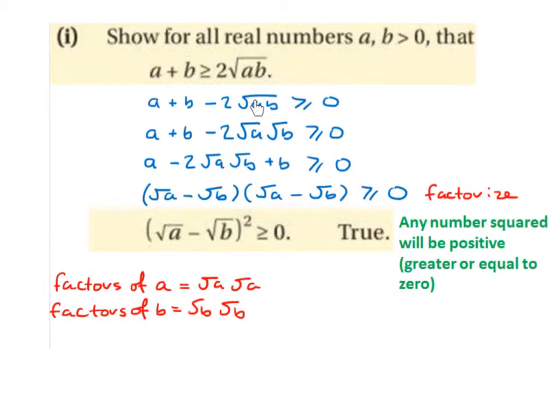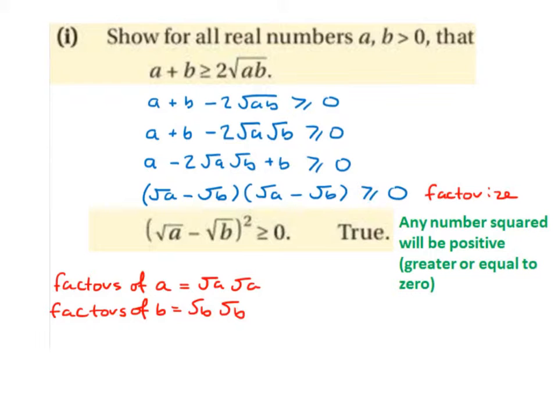Then we're going to factorize root ab so that we have root a multiplied by root b. So we have a plus b minus 2 times root a times root b greater or equal to 0. Then we're going to rearrange our equation so that the minus 2 root a root b is in the center. So we have a minus 2 root a root b plus b is greater or equal to 0.